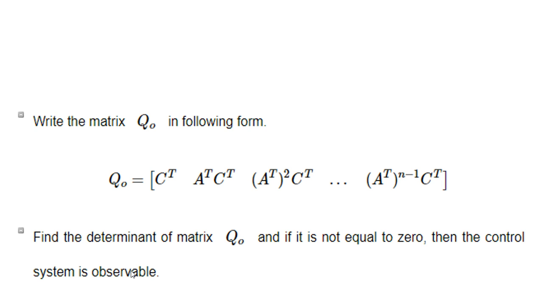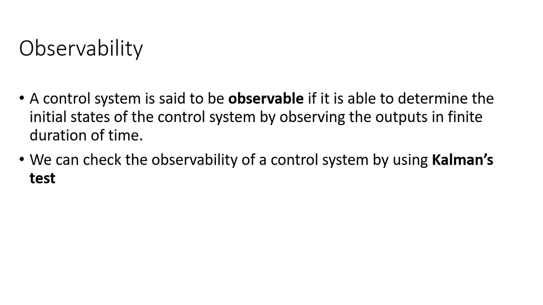The same example was taken because it will be very easy for you to understand how to solve any example. We have concluded that the given example is both observable and controllable, and this is denoted like this. So this is all about the most important properties of a control system, that is observability and controllability.